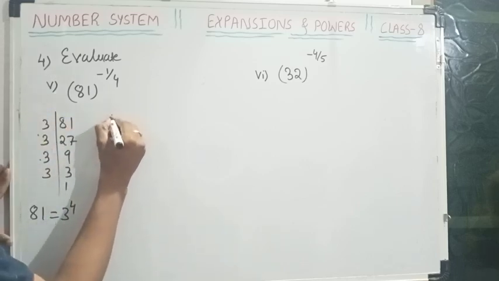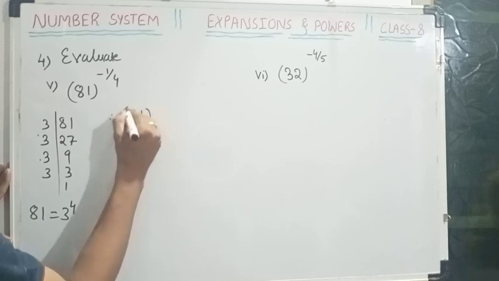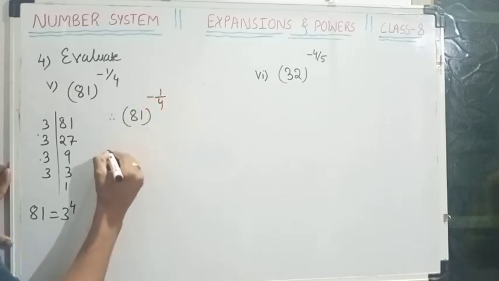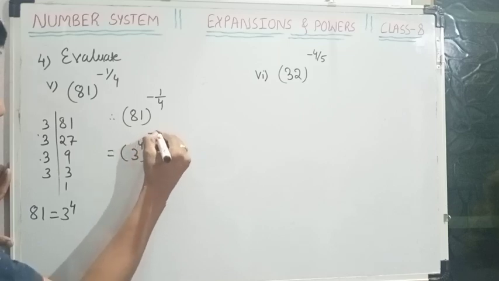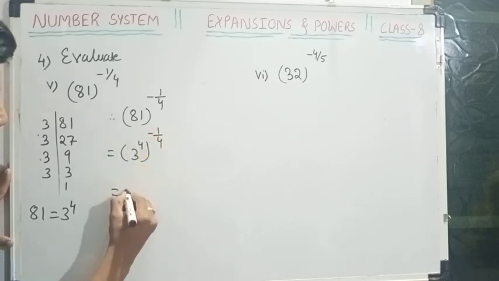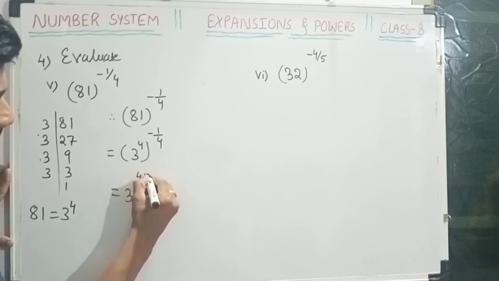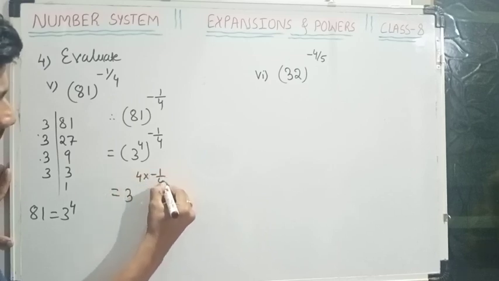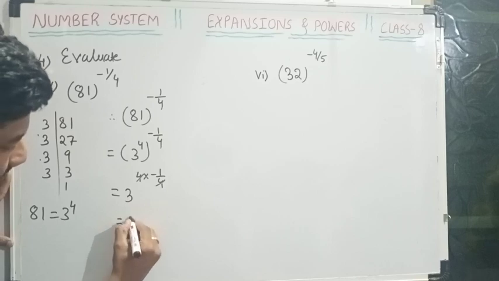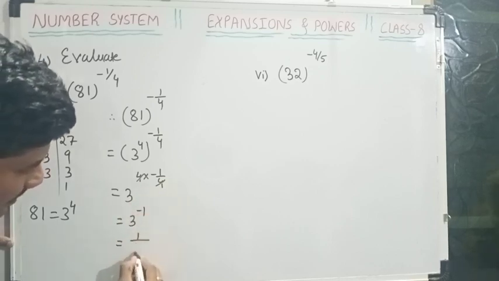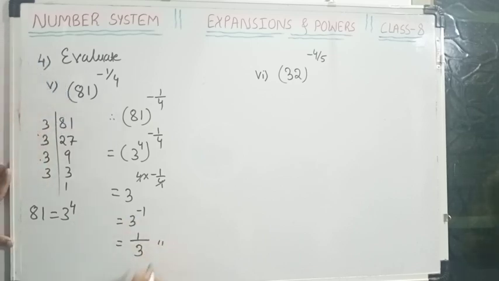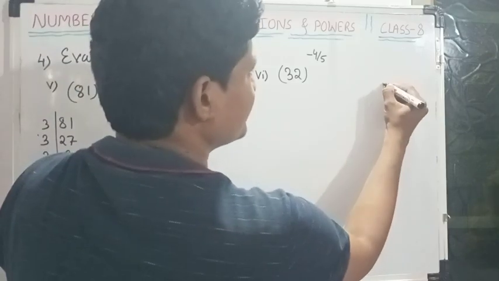I'll substitute this value in the given expression. 81 to the power minus 1 by 4 is equal to 3 to the power 4 raised to the power minus 1 by 4. That is 3 to the power 4 into minus 1 by 4. The 4s get cancelled, so 3 to the power minus 1. I'll bring it down: 1 upon 3. This is the required answer.